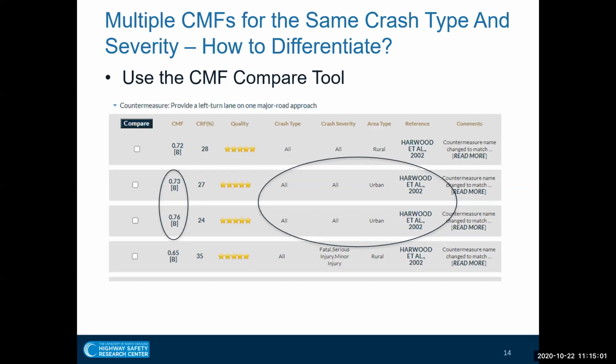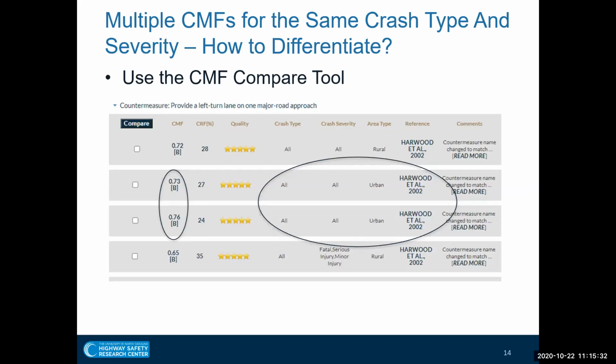Now, when you look at it, it's from the same study, same crash type, same crash severity, but there are 2 CMFs. You can wonder what the difference is and which you should use. So if you ever come into a situation where there are multiple CMFs for the same crash type and severity, the best way would be to check the box right beside those CMFs and hit the compare button on the top. There's a compare tool which will detail the information about both CMFs for you, and there you can see what the major differences between the 2 CMFs are.